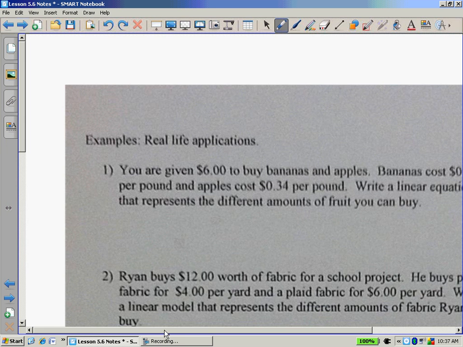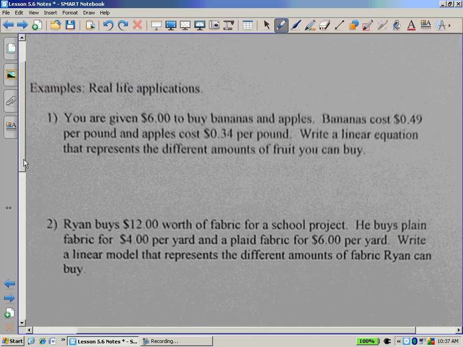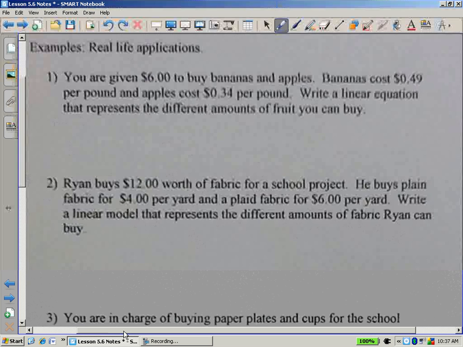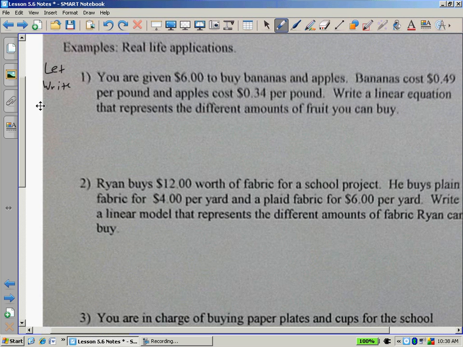Now we're going to look at these in the context of some real-life applications, some word problems. Now, I usually go with a 5-step process. Let, write, solve, check, sentence.